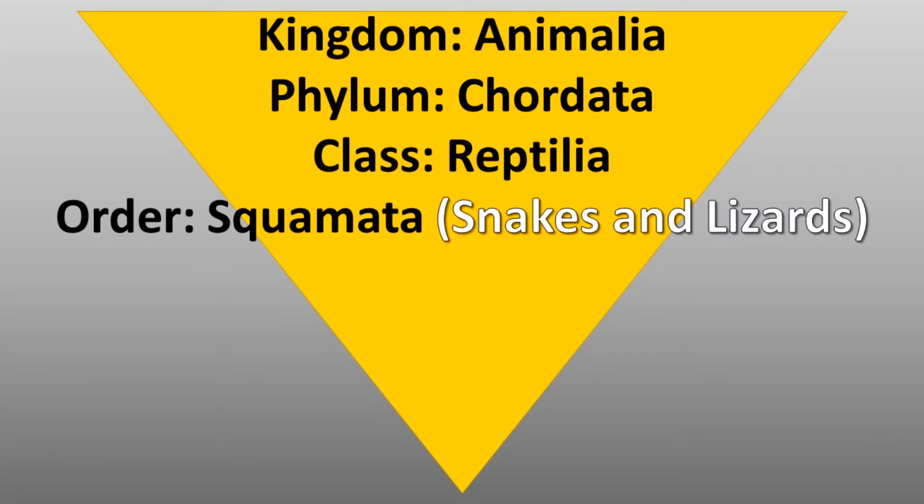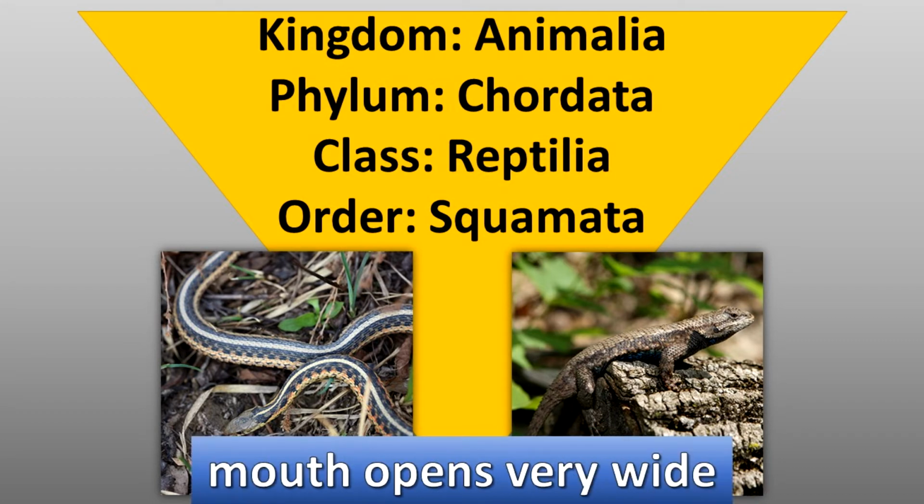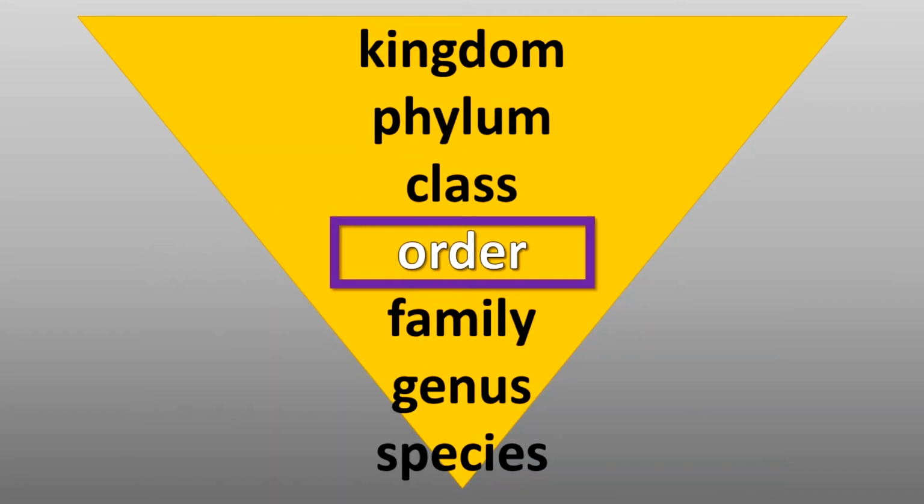Snakes and lizards are members of the order Squamata. The snakes and lizards have dry, scaly skin. Their lower jaw is attached by a special bone that allows the mouth to open very wide. Although we have learned throughout our taxonomic journey, species in the same order have more traits in common than they do with other species in the same class.